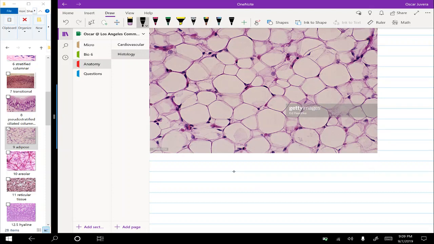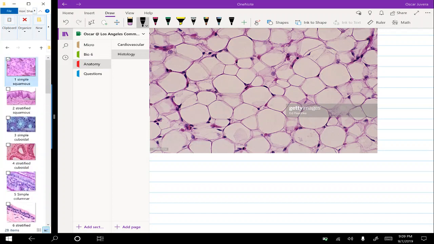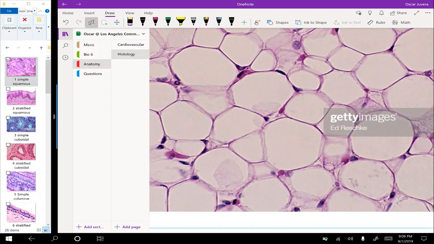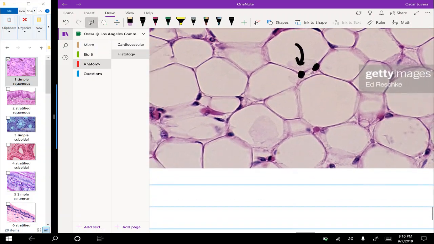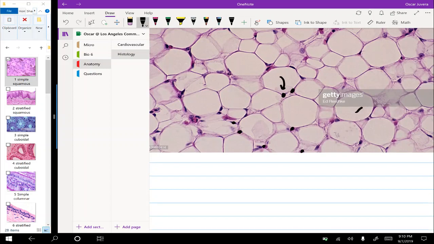Now the adipose tissue is so unique. A lot of people get it confused with the simple squamous. Remember that the simple squamous was the first one, and I said that the simple squamous was the eggs on a pan where you had the nuclei in the center. But take a look. This cell is so fat that the fat droplet actually pushed the nuclei off to the side. So all of these little guys, that's the nuclei. The nuclei has been pushed to the side because it's so fat, so the nuclei is not centered.